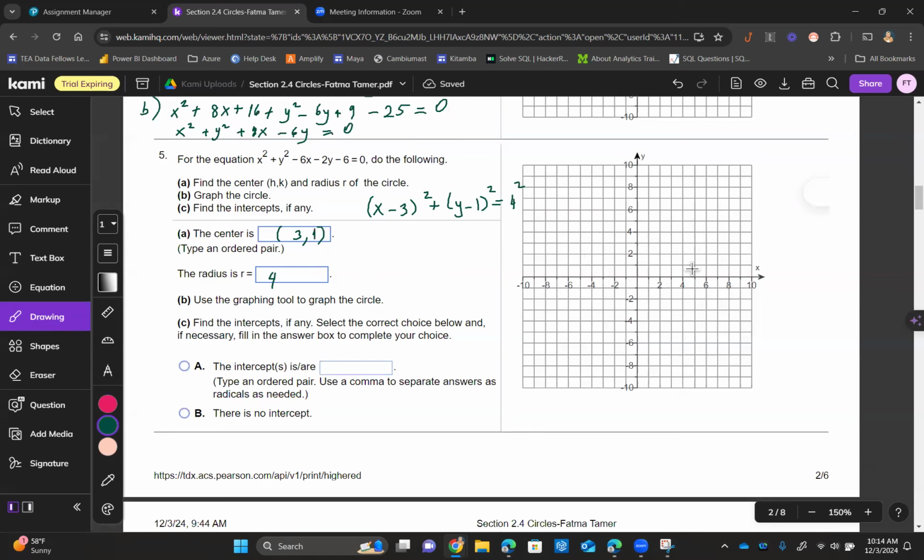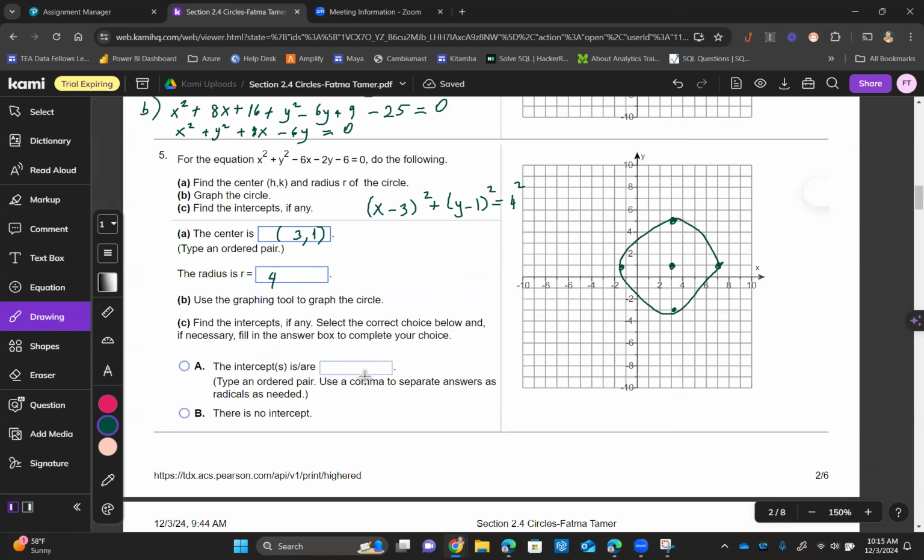Now we're going to use the graphing tool to graph this. Center is 3, 1. So from the center, we're going to count 4 units right, 4 units up, 4 units left, 4 units down. 1, 2, 3, 4. And then I'm going to connect them. This is how we get the graph of the circle.